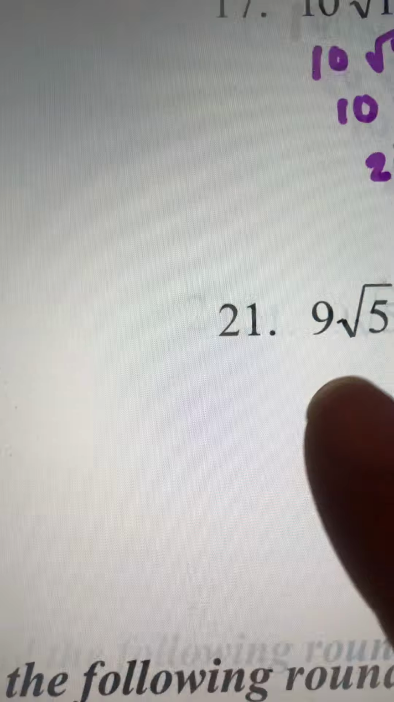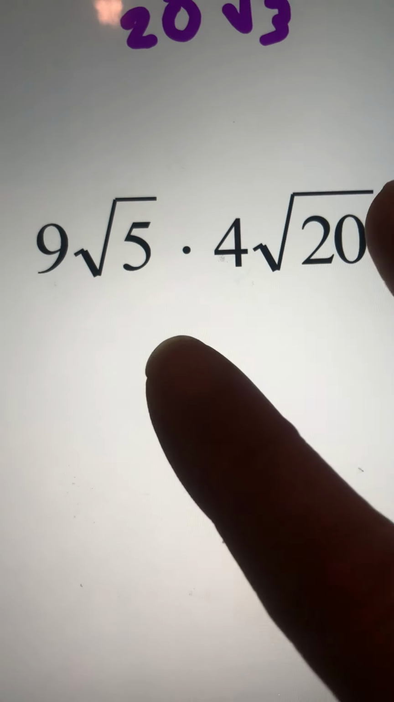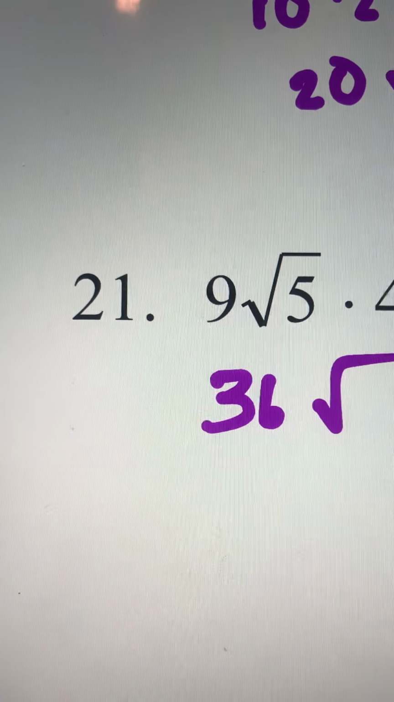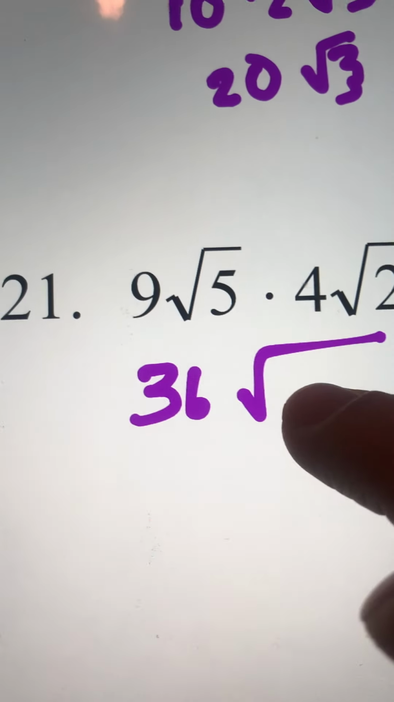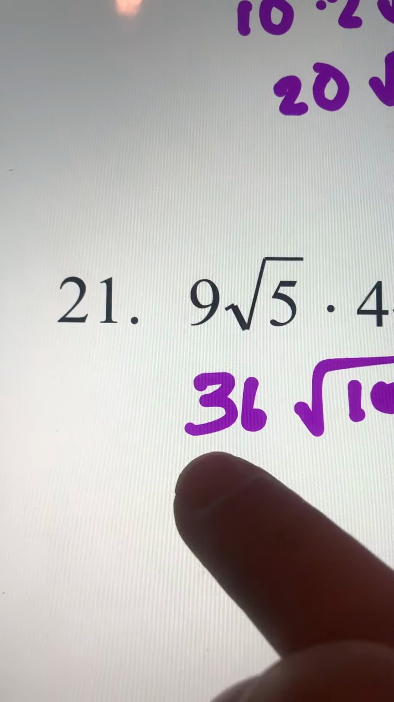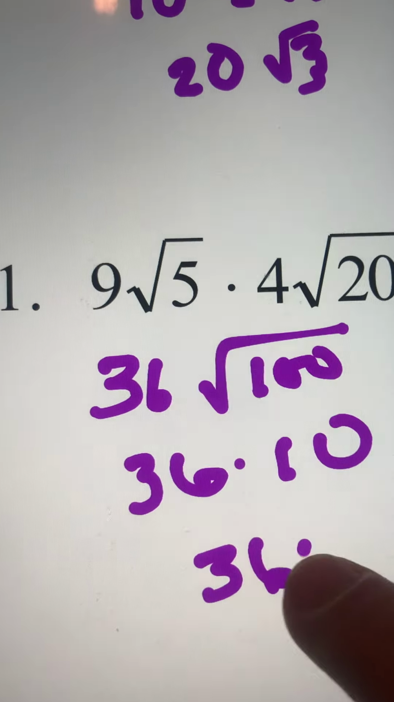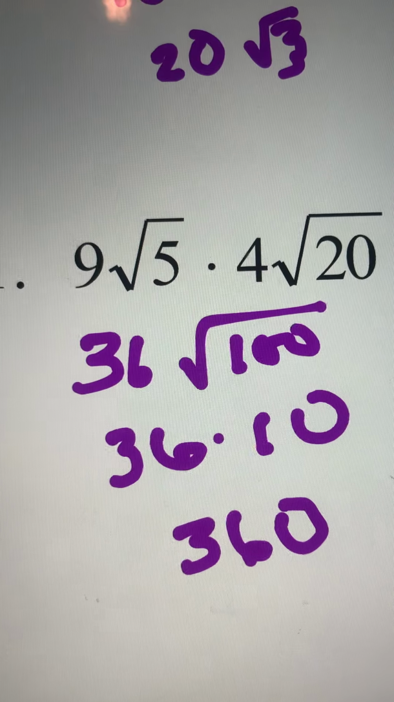Let's see, here I've got outside numbers and inside numbers, so I'm going to multiply together. 9 times 4 is 36. Square root of 5 times square root of 20 is square root of 100, which I'm lucky is a perfect square, so it's just 36 times 10, or 360.